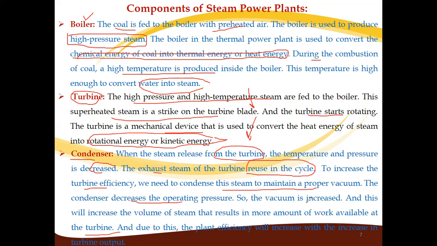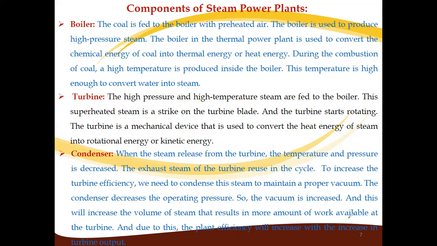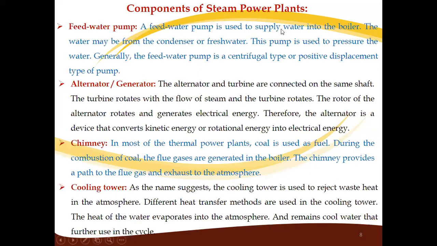So these are the functions of the components of a steam power plant: boiler, turbine, and condenser. And we have seen the functions of each part. Now we have the next part. It is a feed water pump. That is mainly used in a steam power plant to feed water at high pressure, or we can say a feed water pump is used to supply water into the boiler. So high pressure water can be supplied to the boiler.